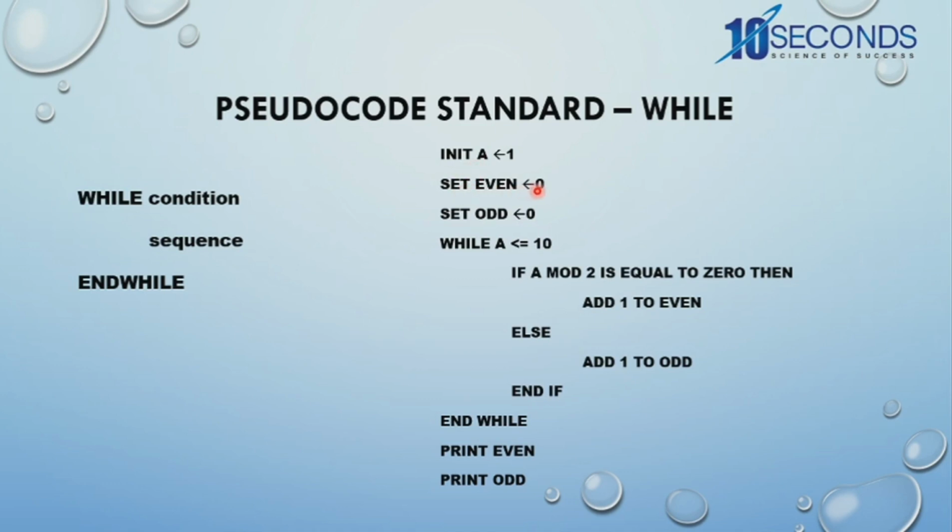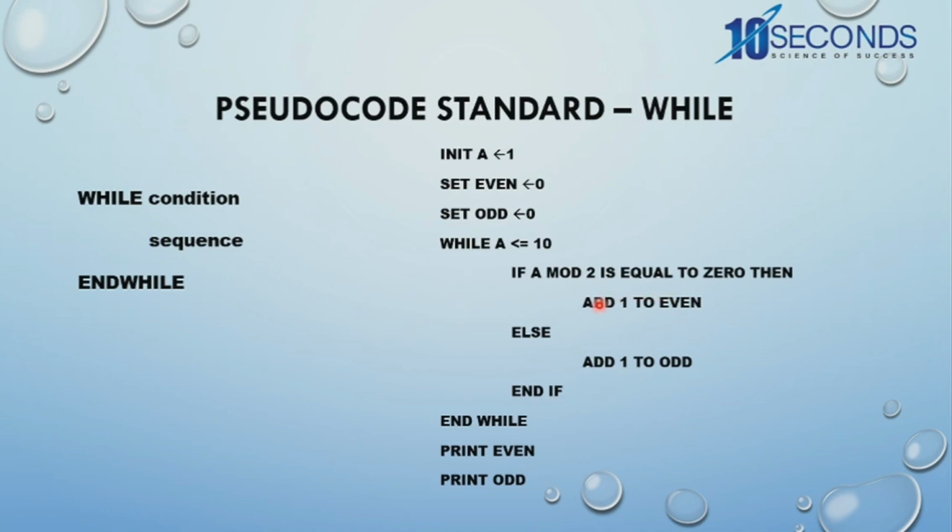And set even to 0. So I am initializing even to 0, and set odd to 0. So while a is less than or equal to 10, from 1 to 10 I want to find out even numbers and odd numbers. While a is less than or equal to 10, I want to repeat these set of statements.